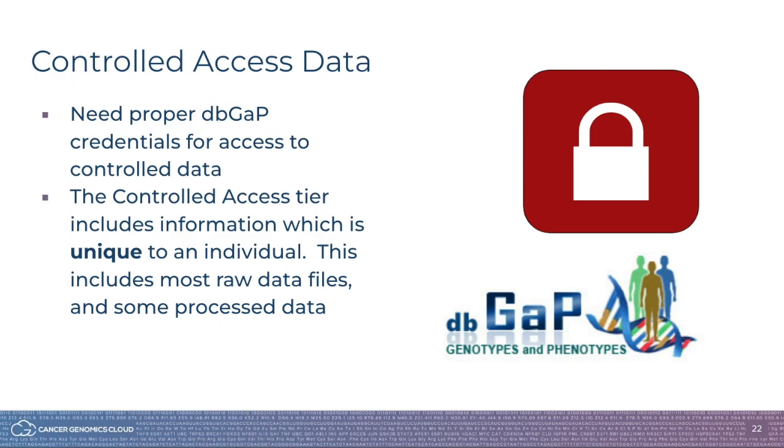Some of the data is controlled as mentioned earlier. This means the platform will programmatically check your dbGaP credentials to make sure that you have the appropriate access levels. The controlled access tier includes information which is unique to an individual. This includes most raw data files and some processed data, such as primary sequencing data, both in BAM and FASTQ file format, from DNA, RNA, microRNA, or bisulfite sequencing studies, raw and processed SNP array data, raw and processed exon array data, and somatic and germline mutation calls for an individual.